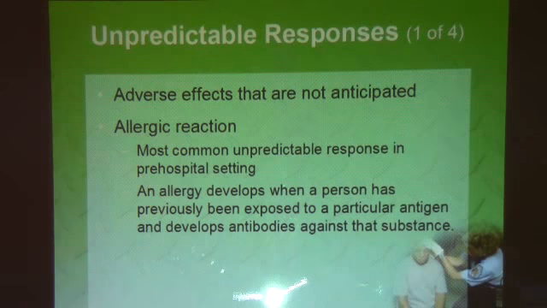There also could be unpredictable responses. Some patients may have adverse effects that are not anticipated. The most common unpredictable response encountered in the pre-hospital setting is an allergic reaction. An allergy develops when a person has been previously exposed to a particular antigen and develops antibodies against that substance. It's called sensitization. After a person has been sensitized, subsequent exposure to the same substance results in hypersensitivity. Because the patient is hypersensitive, the drug activates the immune system.